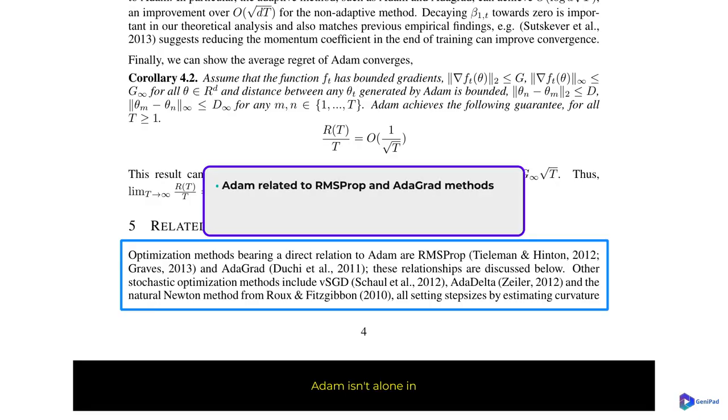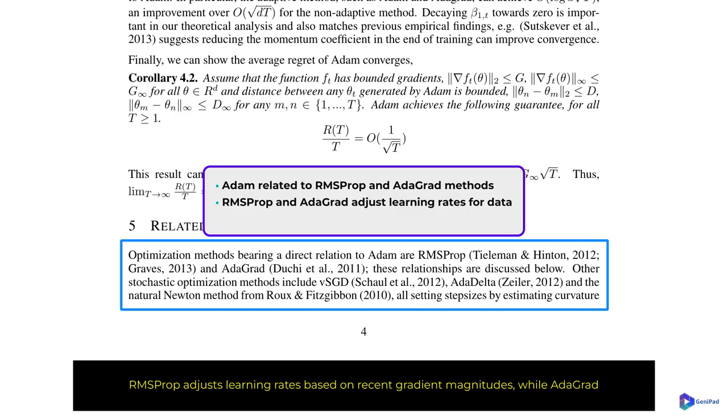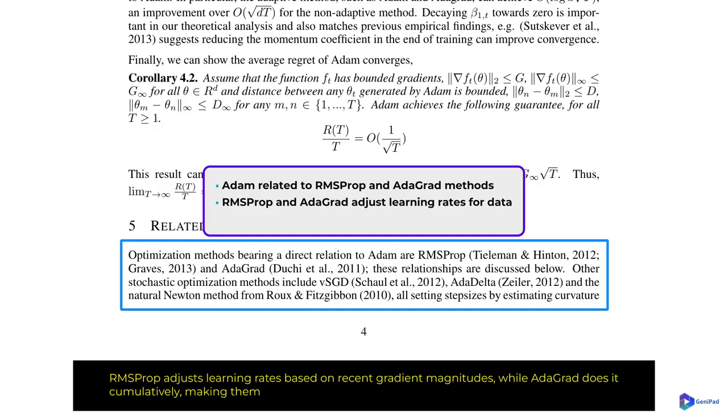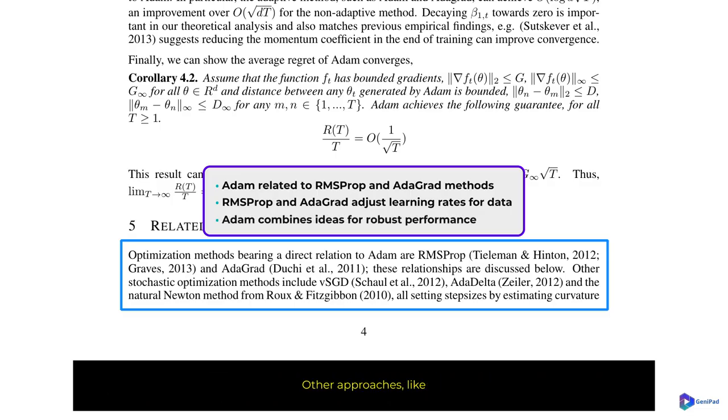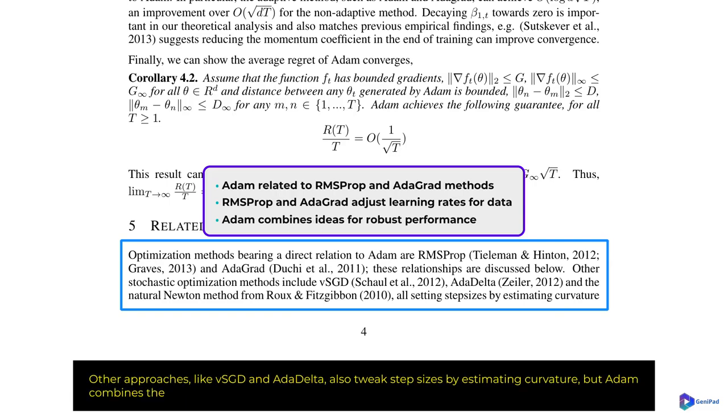Adam isn't alone in the world of optimization. It's closely related to methods like RMSprop and Adagrad. RMSprop adjusts learning rates based on recent gradient magnitudes, while Adagrad does it cumulatively, making them great for non-stationary or sparse data. Other approaches, like vSGD and AdaDelta, also tweak step sizes by estimating curvature, but Adam combines the best of these ideas for robust performance across various scenarios.